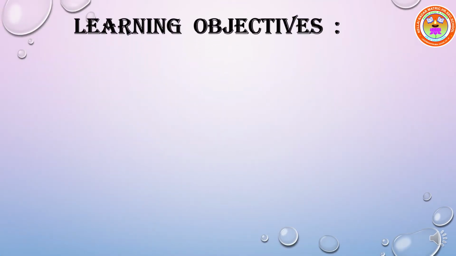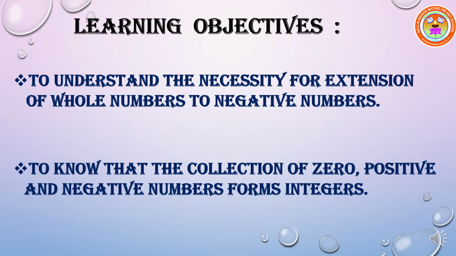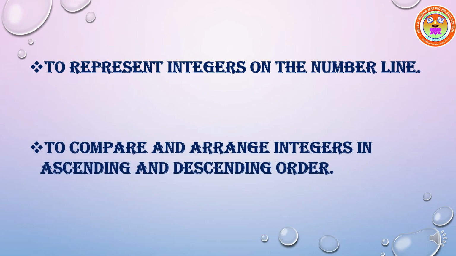Now, before going into the topic, let us go through the learning objectives of this topic. To understand the necessity for extension of whole numbers to negative numbers. To know that the collection of 0, positive and negative numbers forms integers. To represent integers on the number line. To compare and arrange integers in ascending and descending order. So these are the 4 learning objectives of the topic integers.